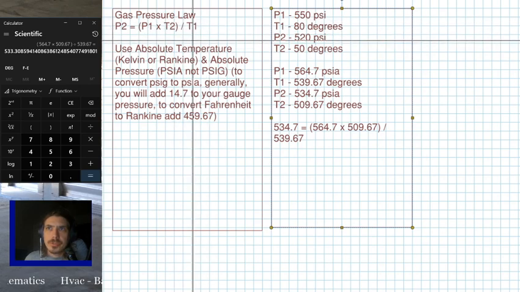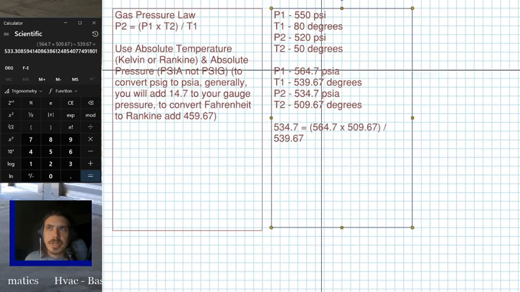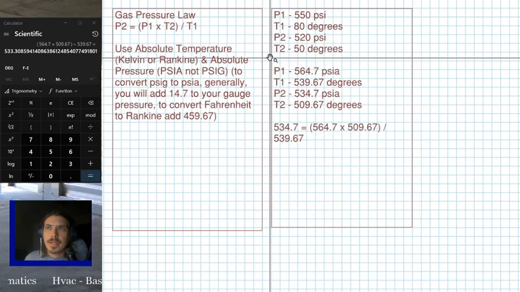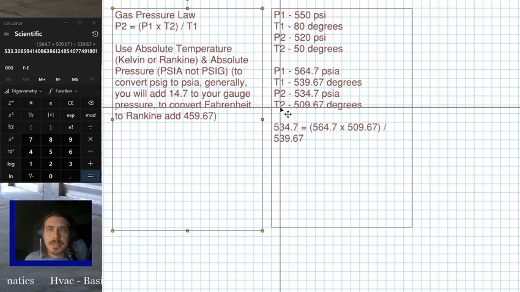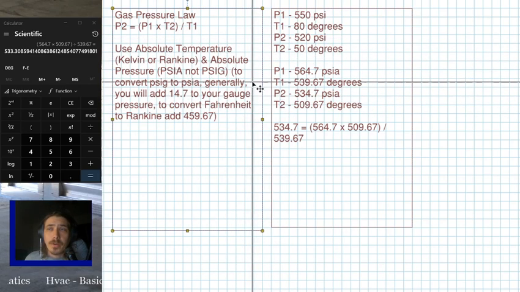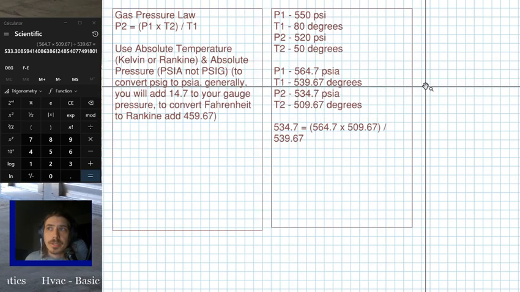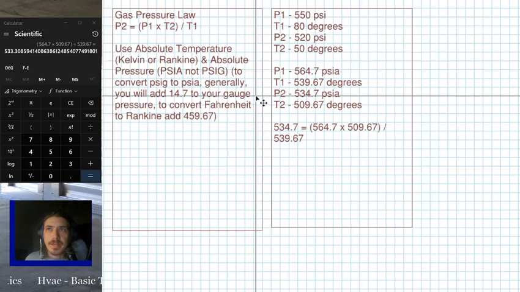As those temperatures change, those pressures will change. If you want to be able to predict what your pressure should have been as the temperature changed, that's how you do it. Now, I know there's a lot of steps in this process, right? So if you have to, go back, watch it again. I'll give you guys some practice on it. If you got questions, let me know. We can do a couple more examples, but that's how the gas pressure law works.